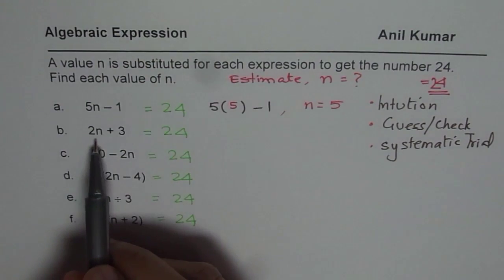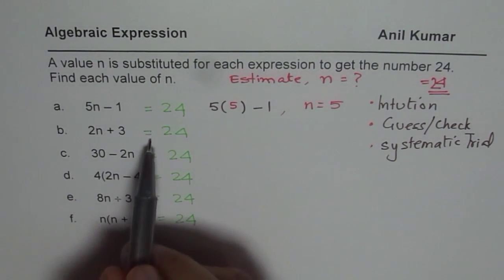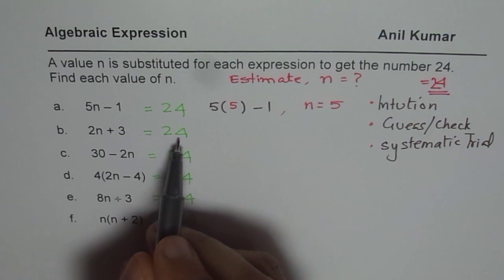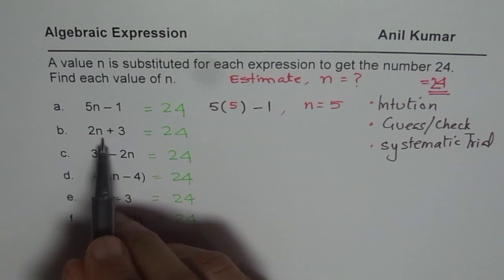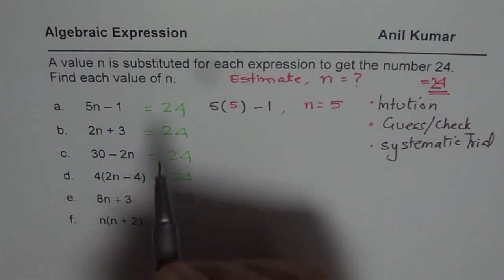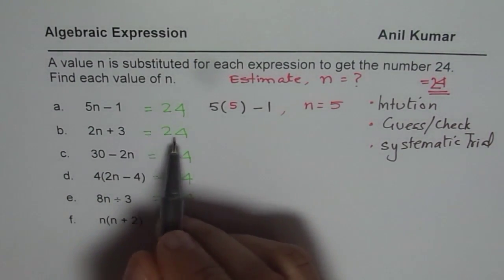Now we have 2 times n plus 3 is 24. So if I take away 3, I get 21, right? So in this particular case, what do I get? I get a decimal number, right? So you could get decimal numbers also. Remember that part. So what we are looking at here, we can guess and check.